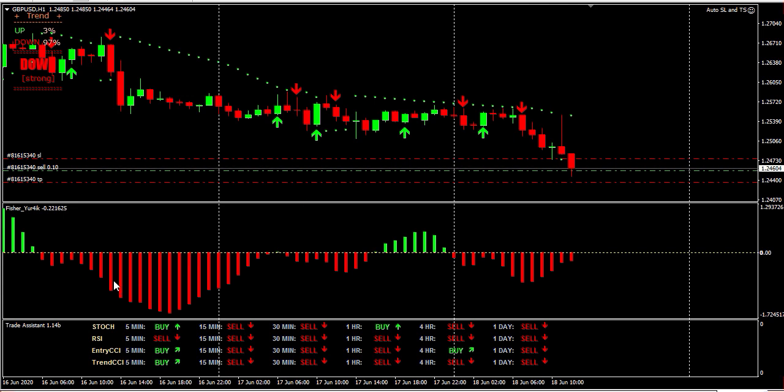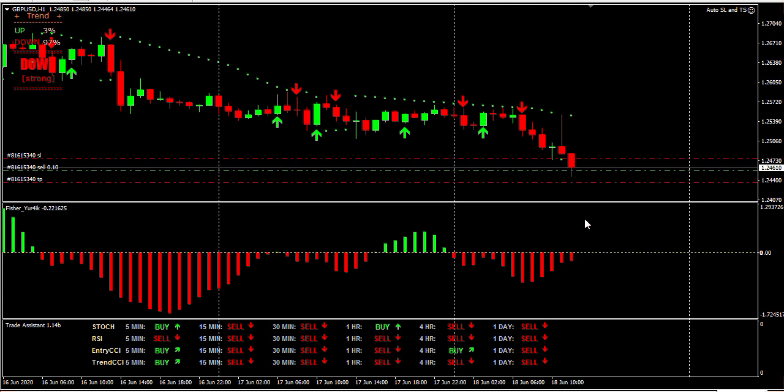Now one more thing, when you're trading like this, you see the Fisher. Even though it's giving you 97% strong downtrend, the Fisher bars are getting weaker. That means the market is getting weaker. It can go above the zero level and then it can reverse. Okay, so it is possible, so keep an eye on the Fisher.